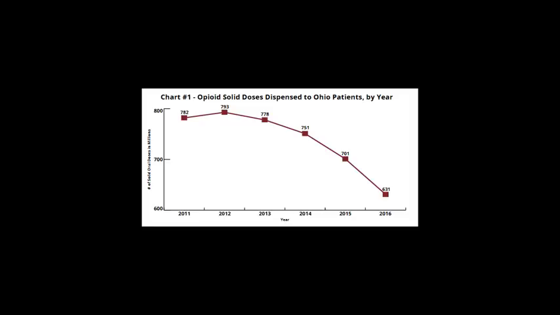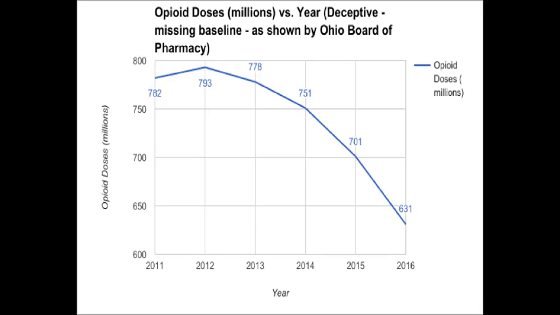2011 we started off with 782 million, and by the year 2016 we are down to 631 million opioid solid doses. Also notice the axis on the left starts at 600 and goes up to 800. There is no zero in this graph, and therefore this graph is highly deceptive.